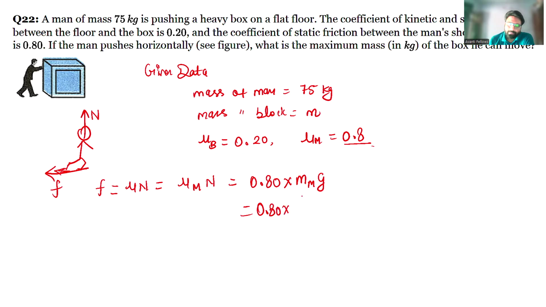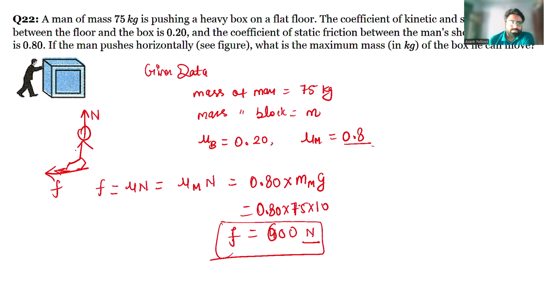0.80 multiplied by mass of man, 75, into g, 10. If you multiply it, it will come out to 600 Newton. So the limiting friction that is acting on the man's foot is 600 Newton, which means if the applied force on the block exceeds this value, the man is going to slip.